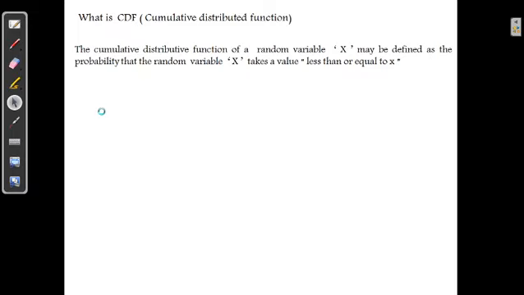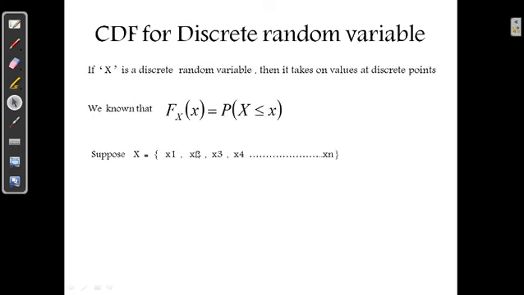So now let us consider CDF for a discrete random variable. Earlier we saw continuous, the height of a student. Let us consider a discrete one. We know that Fx of x, the cumulative distribution function of x, will be given as the probability of X less than or equal to x. Suppose the random variable X takes the values x1, x2, x3, up to xn. This is your random variable X which has given some real numbers.